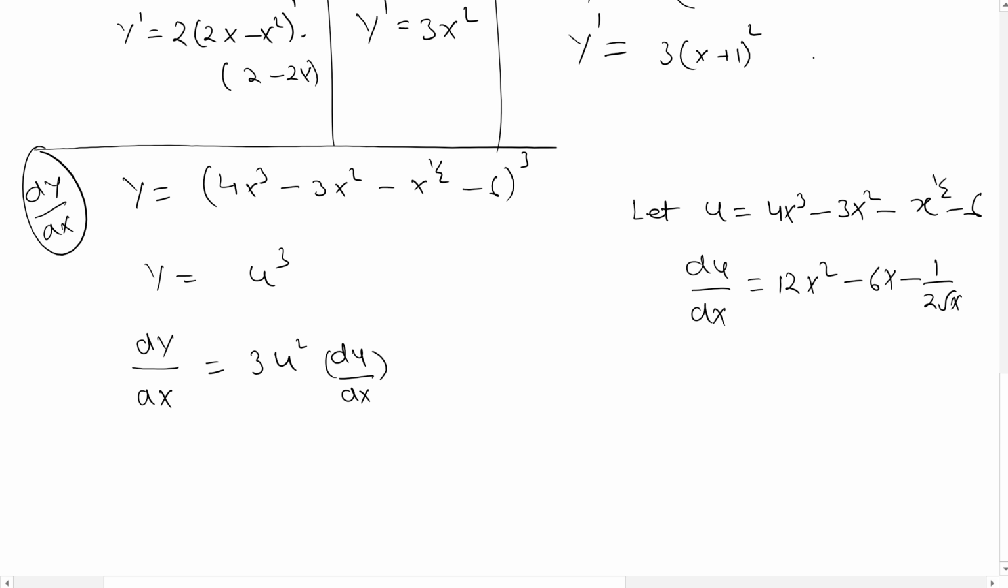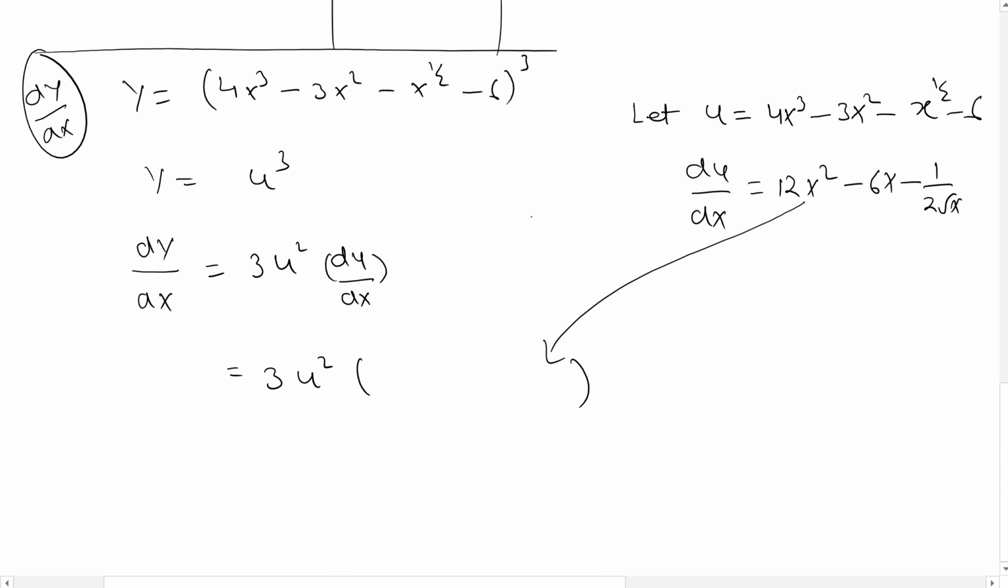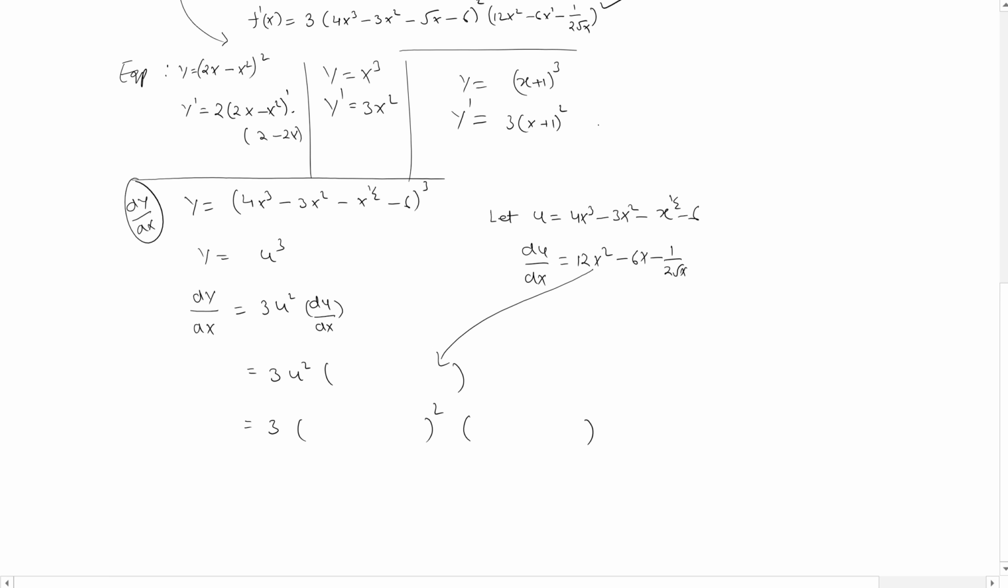I did in my head, so the derivative of that is that. So now you replace this dy over du with the whole thing. So it's gonna go here, and your u is gonna go back. Now back substitution. Your u is this whole thing. So you write your u squared, and then this bracket goes there, which is exactly the same thing that we did before.